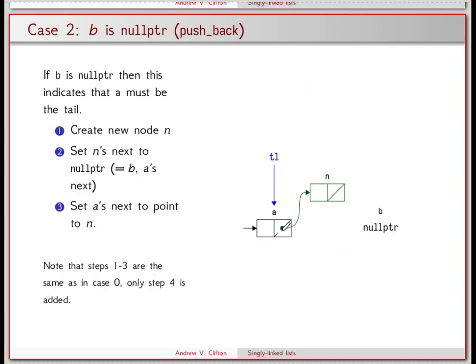Then I set A's next. A used to be the tail. I set A's next to point to N. And then there's one final step, which is the tail is now pointing to the wrong node. A is no longer the tail. N is the tail. So my last step is to update the tail. The list now has a new last element at the end of it. So 4 steps for case number 2.